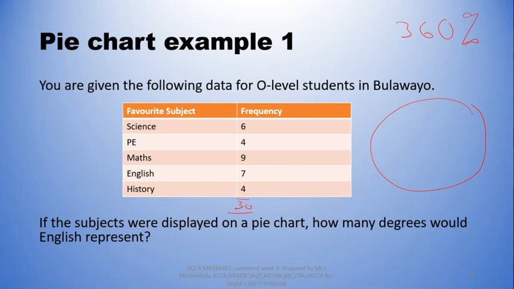A pie is a circle. That's the first thing. But a circle has got a total of how many degrees? 360. So we are done. We just have to apportion English now. English has got 7 out of 30. So in degree terms, English should be 7 over 30 multiplied by 360 degrees, and we should get our answer.